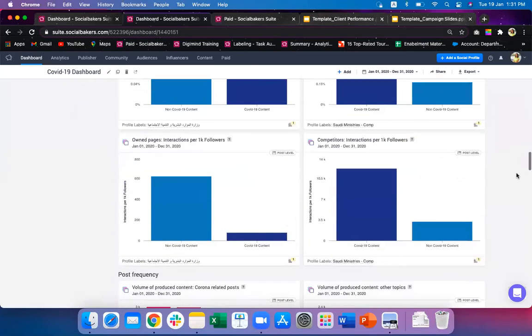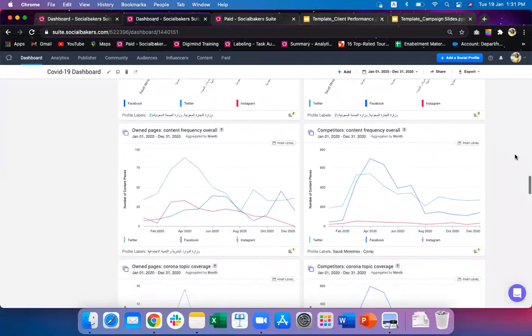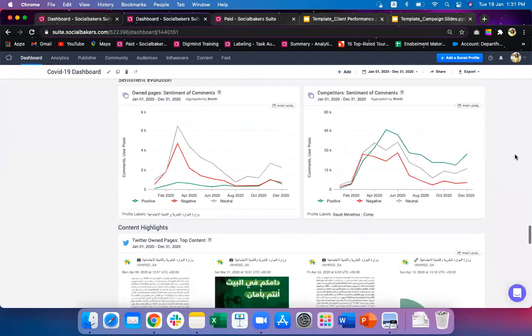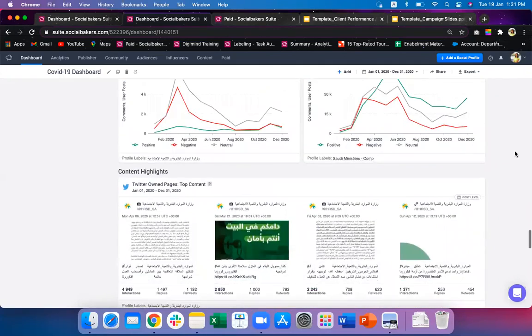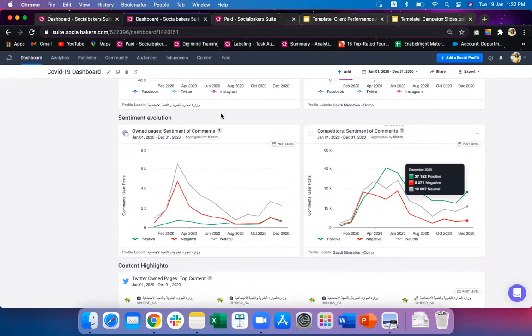You will see a comparison between engagement trends of COVID versus non-COVID. You will understand, did people actually take that content from you and engage with it as intended? Is the behavior different for competitors? Of course, the report is comprehensive. It includes top content as well. And this is the sentiment graph where you can analyze how what happened with COVID correlates with sentiment.